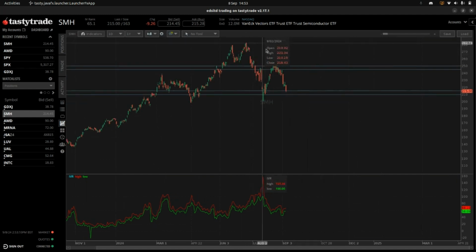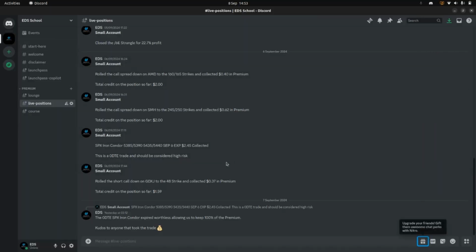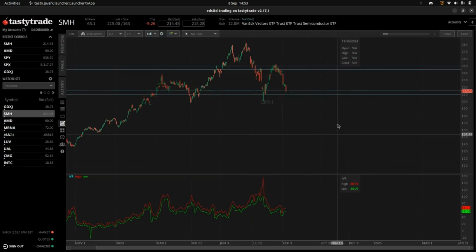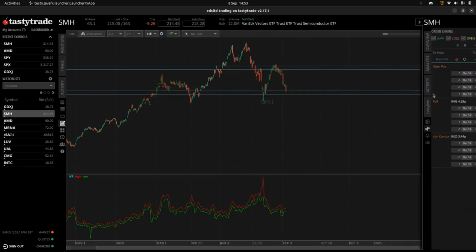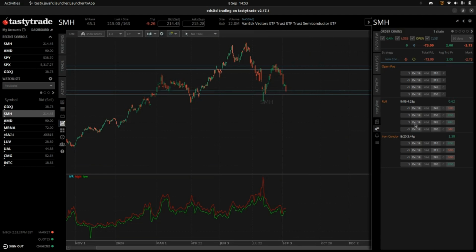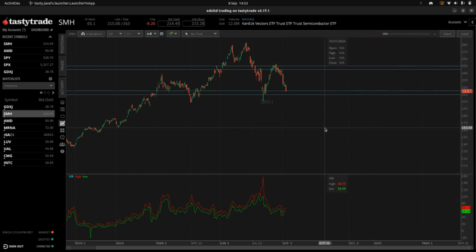So we moved the call side down exactly the same as what we did with AMD, and by doing this we've rebalanced our deltas and we've collected an additional 62 cents in premium, which reduces our overall risk, because again this is a $5 wide iron condor, so any premium that we collect offsets our max loss. So our max loss is now less due to the roll and the premium that we've just collected. So again, with SMH, very happy with this roll, very clean.